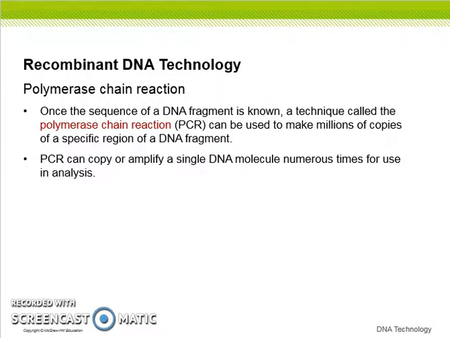Once a sequence of a DNA fragment is known, a technique called polymerase chain reaction, or PCR, can be used to make millions of copies of a specific region of a DNA fragment. PCR can copy or amplify a single DNA molecule numerous times for use in analysis.